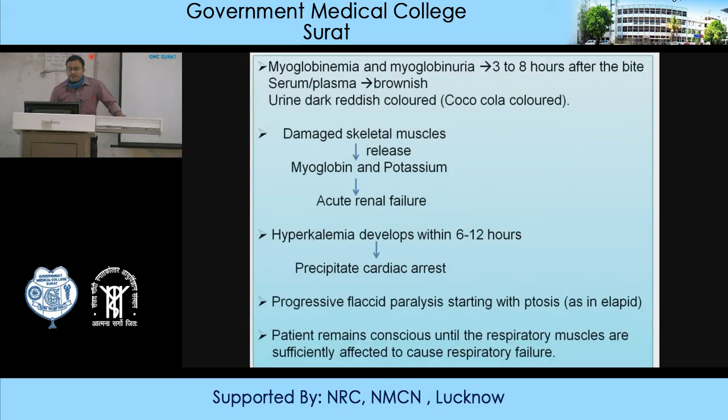Myoglobinemia and myoglobinuria: 3 to 8 hours after the bite, serum and plasma become brownish and urine becomes dark reddish, Coca-Cola colored. Damaged skeletal muscle releases myoglobin and potassium. Acute renal failure occurs, and due to renal failure, hyperkalemia develops within 6 to 12 hours and precipitates cardiac arrest. Progressive flaccid paralysis starts with ptosis, as in Elapid. The patient remains conscious until the respiratory muscles are sufficiently affected to cause respiratory failure.